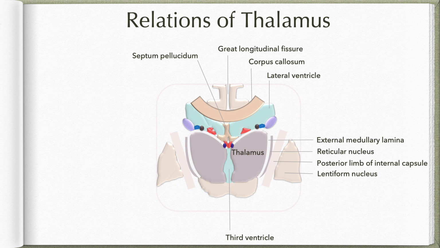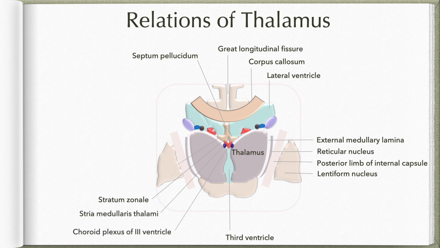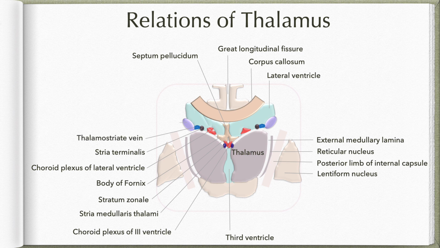The superior surface is actually covered by a sheet of white matter known as stratum zonale. Between the stratum zonale and the cavity of lateral ventricle, there are a series of structures from medial to lateral end, which include the choroid plexus of the third ventricle, stria medullaris thalami, body of fornix, choroid plexus of the lateral ventricle, stria terminalis, thalamostriate vein, and body of the caudate nucleus. So all these structures will separate the superior surface of the thalamus from the cavity of lateral ventricle.